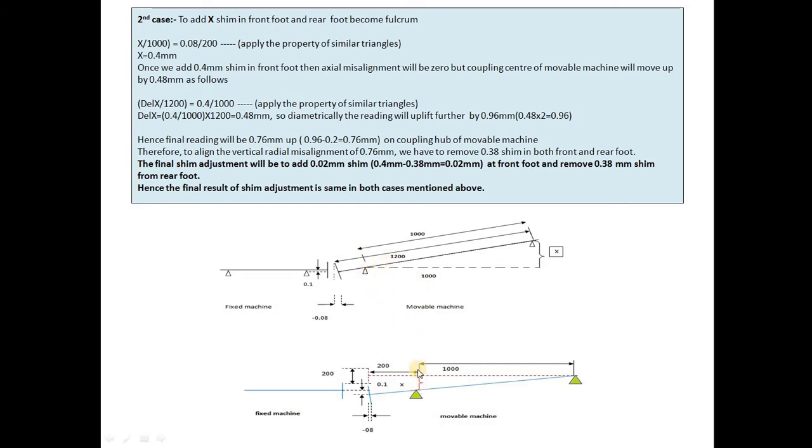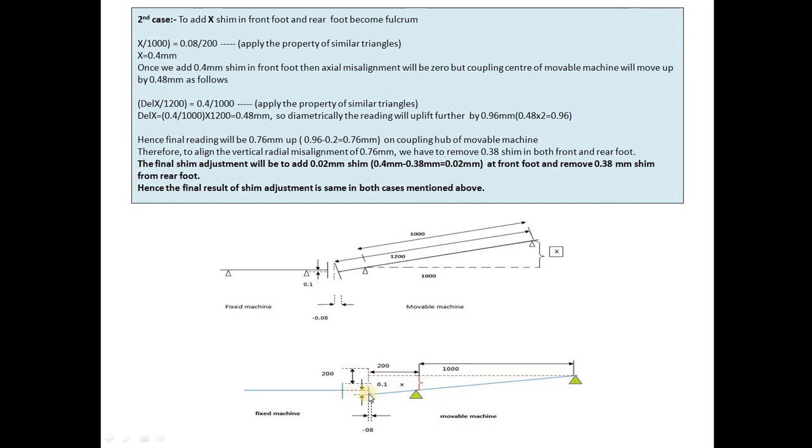Final reading will remain the same. If you add x at the front, you do the same calculation. X divided by 1000 is equal to 0.08 divided by 200. That will give you 0.4. So when this comes 0.4, this will come 0.4.